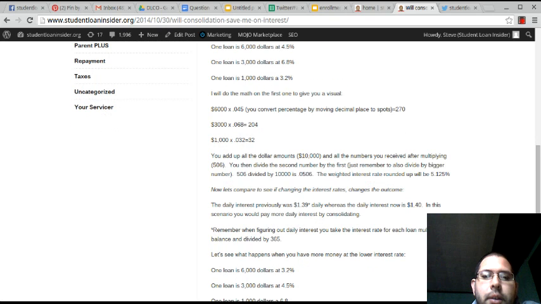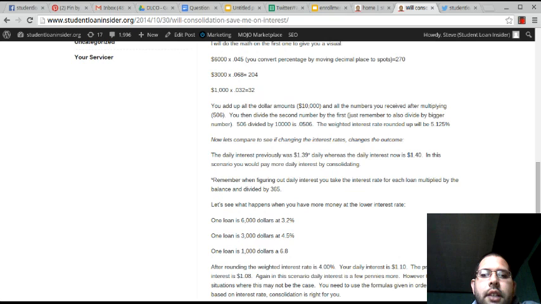What comes down here is the daily interest before. To back up a few steps, you figure out daily interest by multiplying the interest rate times the principal balance, divided by 365, and interest does accrue daily. It was $1.39 before you consolidated, and after consolidating it's $1.40. So as you can see, it actually went up a penny a day, because the weighted interest rate in that scenario was 5.125%, which the post shows how to figure.